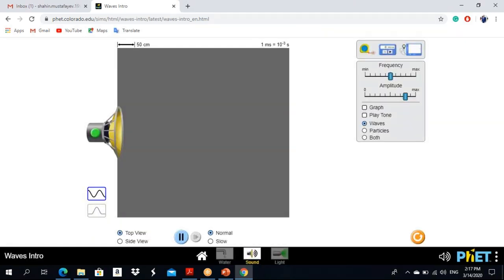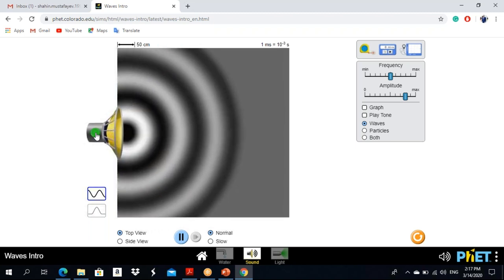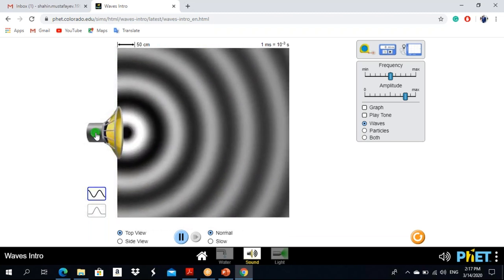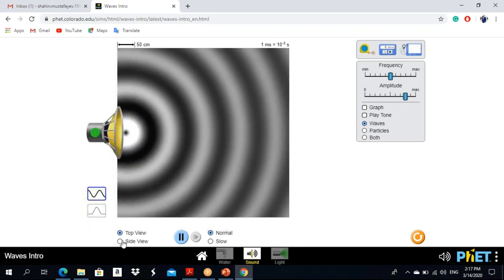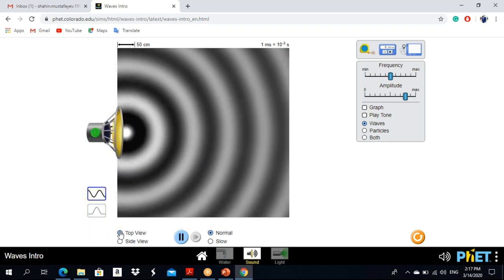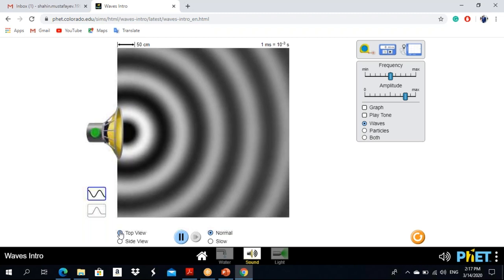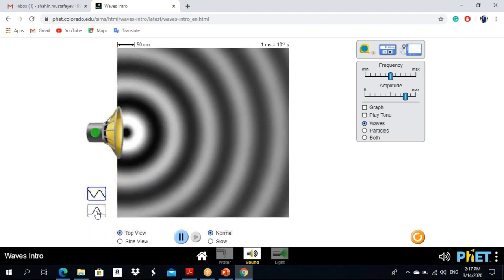Sound. Okay, so you see that there is this button, and when you click it, it creates sound. And there are side view and top view. What's the difference between these?